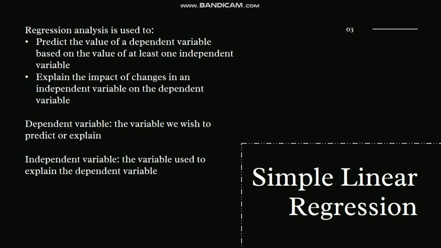So we come with simple linear regression. Regression analysis is used to first, predict the value of a dependent variable based on the value of at least one independent variable. Second, explain the impact of changes in an independent variable on the dependent variable. Dependent variable is the variable we wish to predict or explain. Independent variable is the variable used to explain the dependent variable.